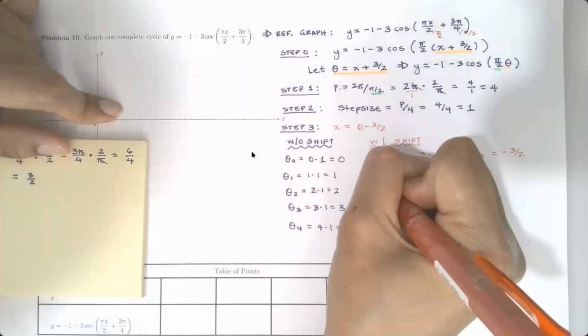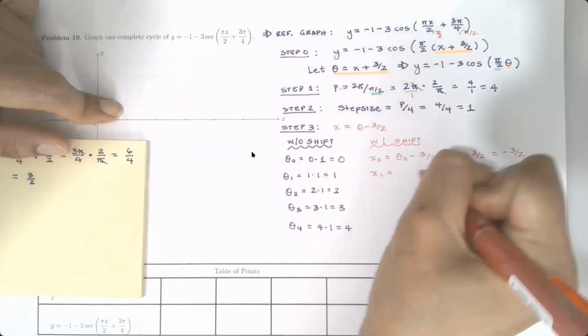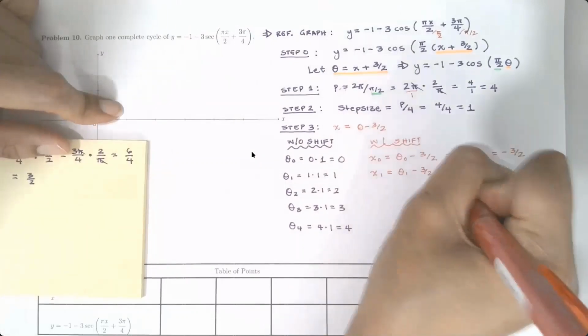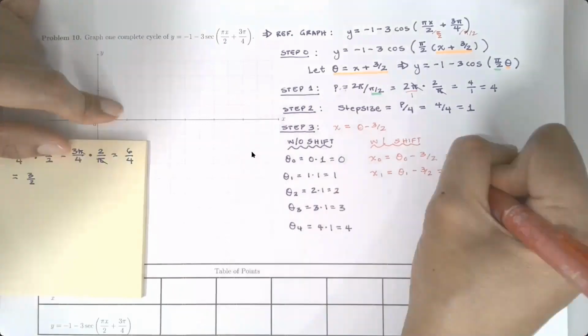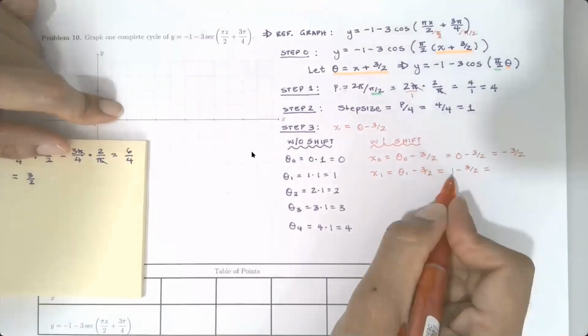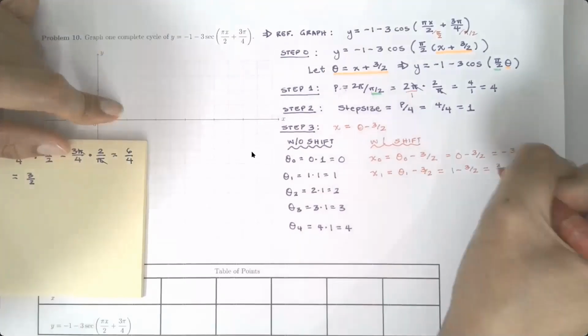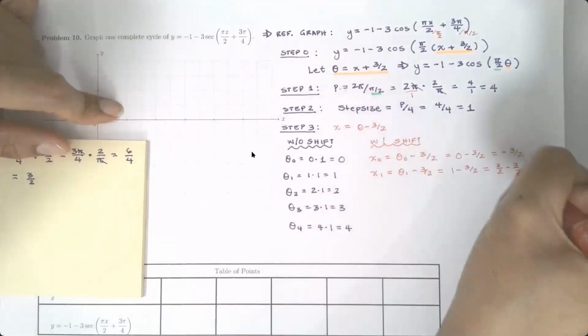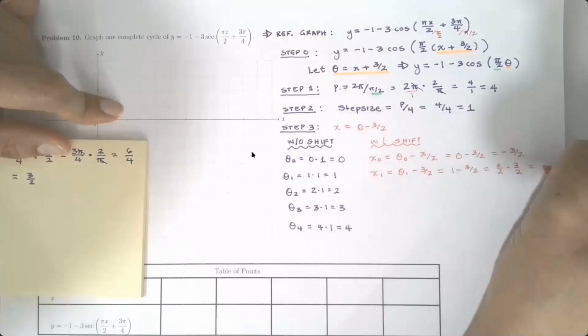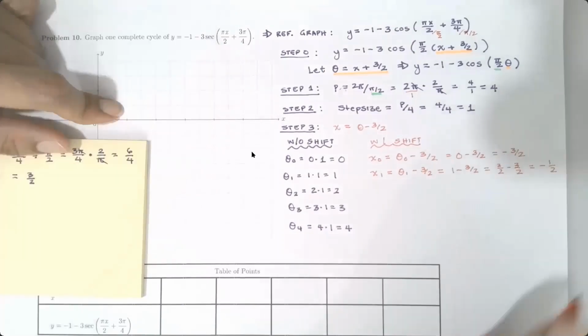And repeat with the next value. x1 is going to be theta 1 minus 3 over 2. And theta 1 is a 1. So we get 1 minus 3 over 2. I'm going to write the 1 as 2 over 2 so we have the same denominator. Okay, so 2 minus 3 will give me a negative 1, and then the denominator is 2.